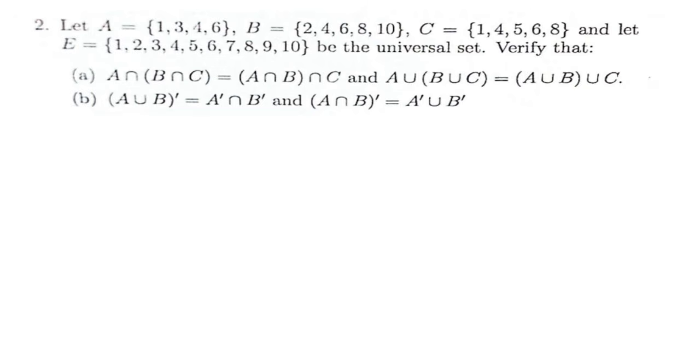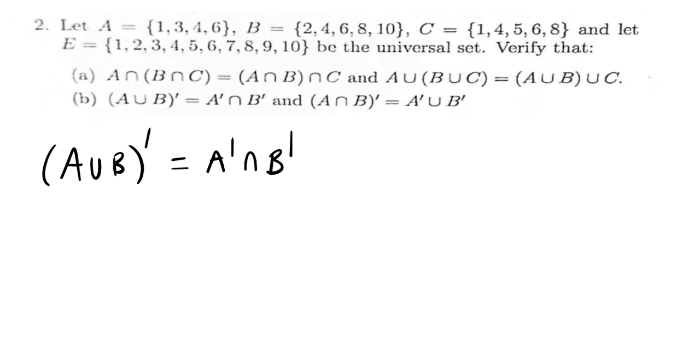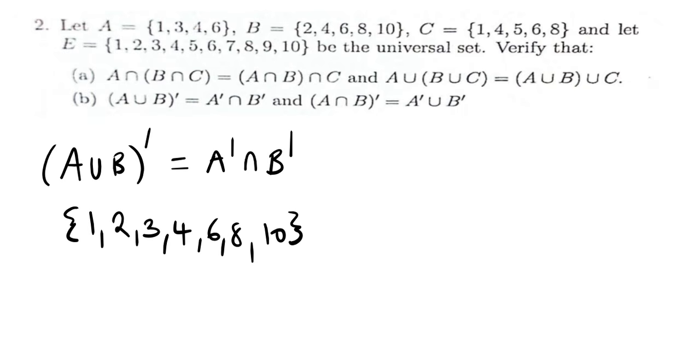So we're trying to prove (A union B) complement is equal to A complement intersection B complement. First you have to find what A union B is, and I think we've already found it. We have 1, 2. We've got 1 in A, we don't have 1 in B, but we have a 2 in B, we have a 3 in A, we have a 4 in both, we have a 6, we have 8, we have 10. I hope I haven't missed any number.